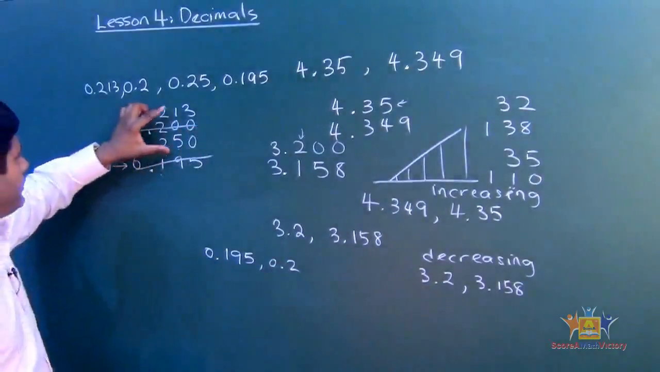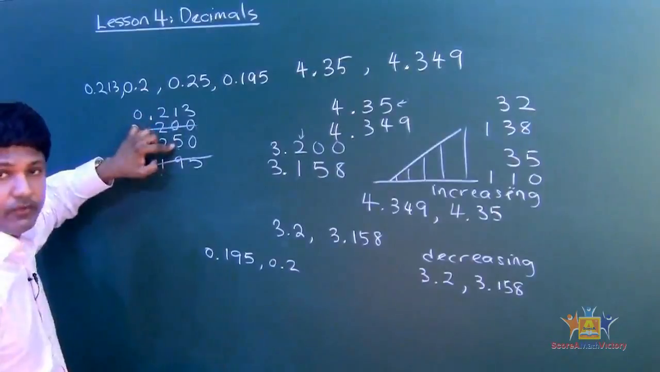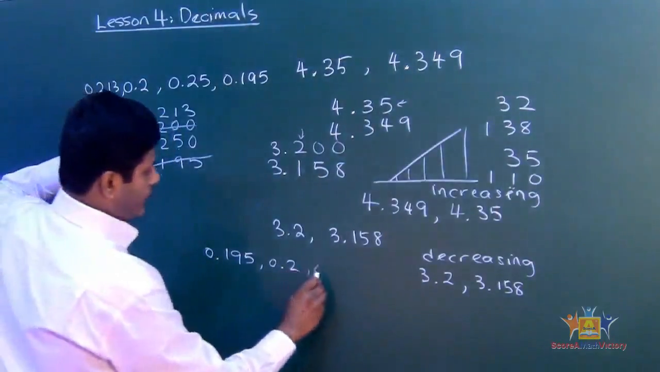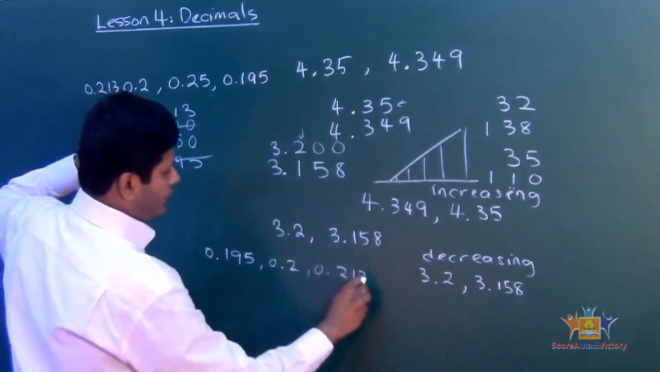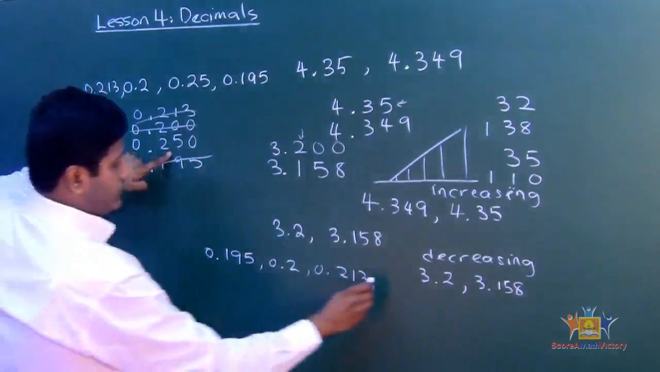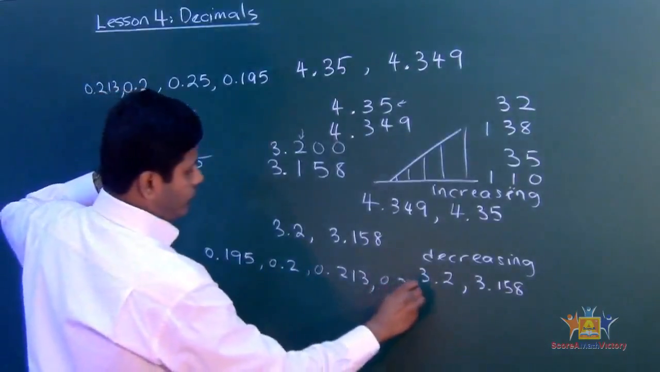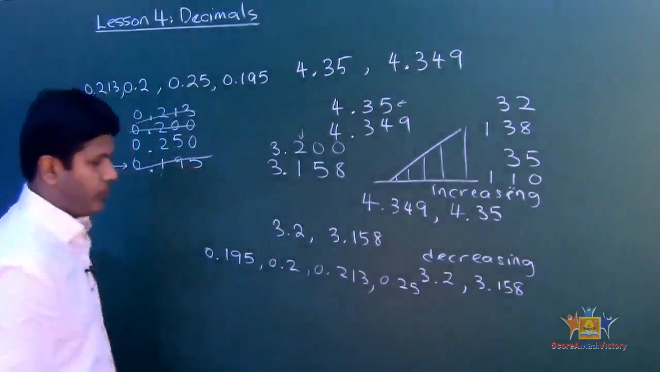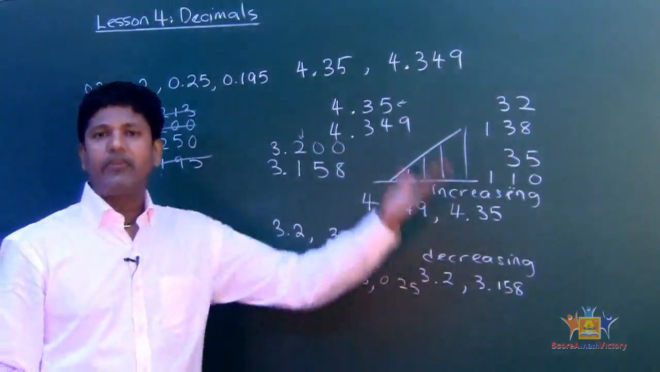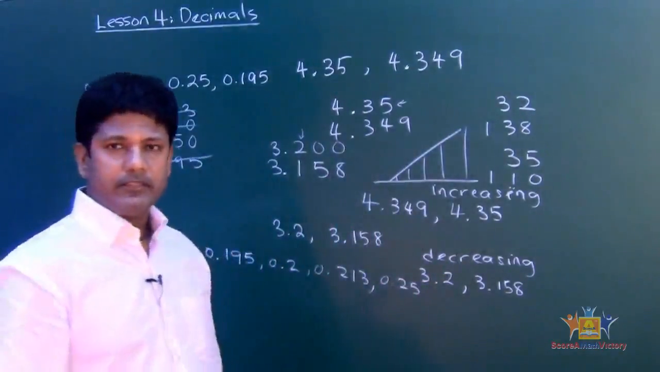Now I'm going to compare between these two. 1 and 5. Who's smaller? 1 is smaller. See that? So I'm going to put 0.213, and that automatically leaves this as the biggest, 0.250. But you don't have to put the 0 behind. There you go. So you arranged it in increasing order. Alright, see that? You understand that?